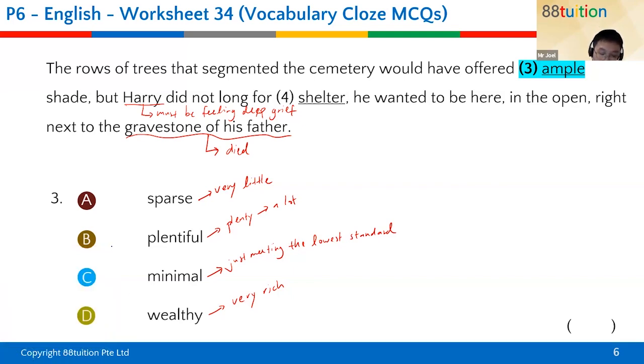So from here, we know that the answer is definitely B. All right, the answer is plentiful. Okay, ample shade meaning plentiful. Ample means enough. Plentiful means a lot. So that's like a closer synonym than not enough or very little or just meeting the lower standard.